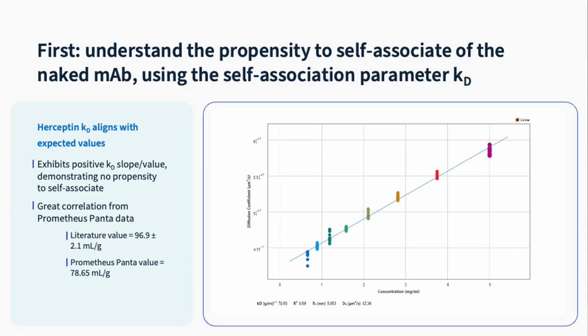So here we're looking at the KD of Herceptin. As you can see, the slope, and therefore the KD, is positive, indicating that the Herceptin molecules are repelling each other, so Herceptin does not have a propensity for self-aggregation. When we compare the KD obtained from our Prometheus Panta data to literature values, we can see that they align.